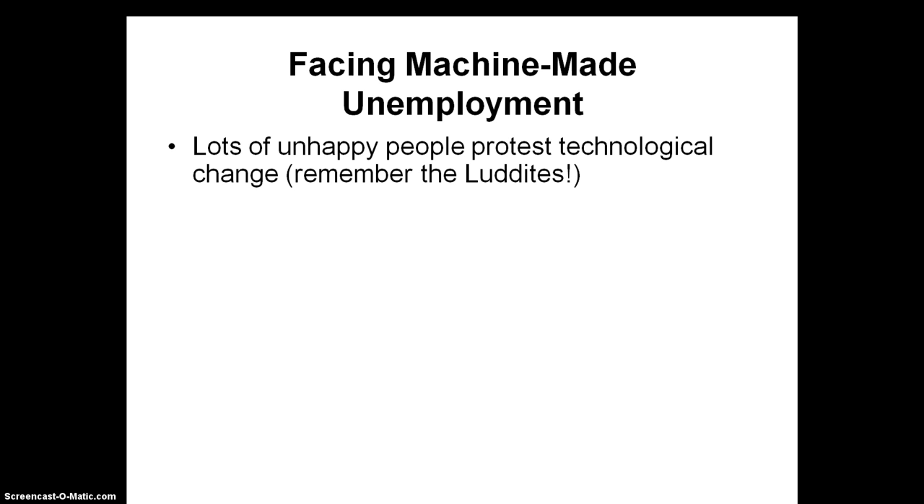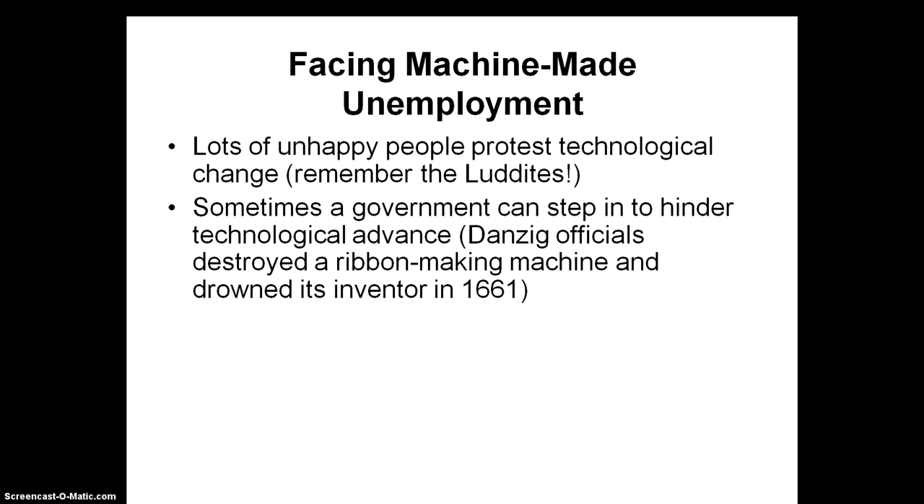So what happens when somebody tells us, guess what, you're not going to have a job because we're going to put in a machine? Well, if we remember the Luddites, people get pretty daggone unhappy, and they're going to try to slow down that change to protect their jobs. Sometimes the government will try to step in. That doesn't really work too well.